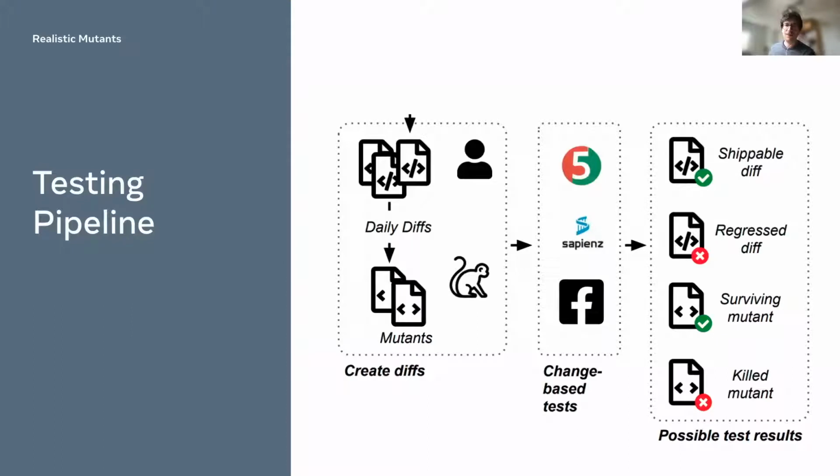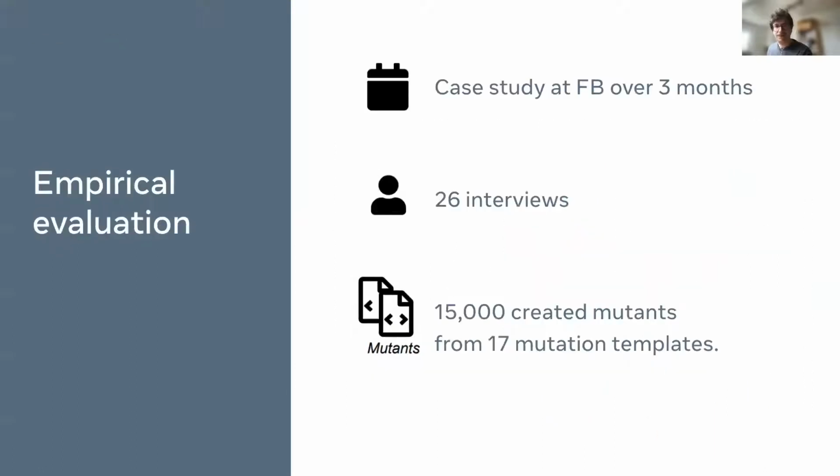For this reason, we integrated Mutation Monkey into our internal testing pipeline and treat mutants just like regular diffs. Both normal code changes and mutants go through the same rigorous static checks and dynamic testing steps. Of course, we're only interested in surviving mutants in the end.